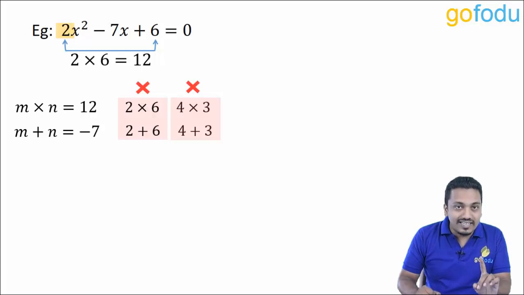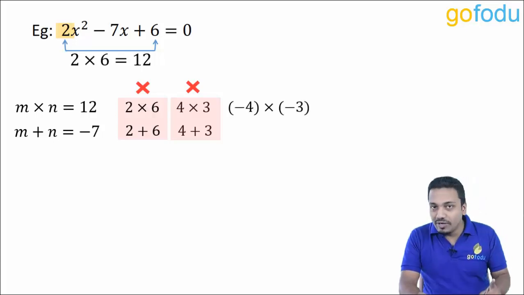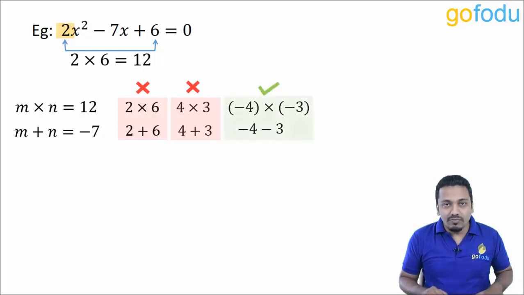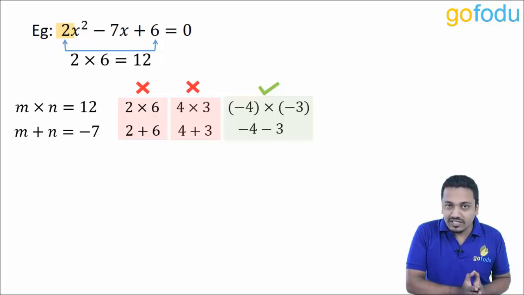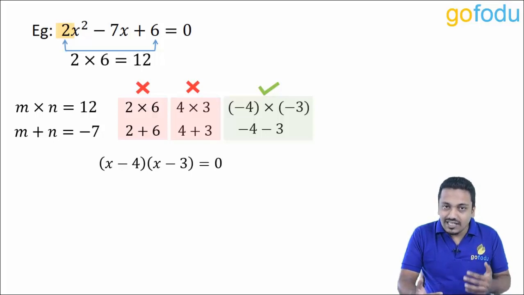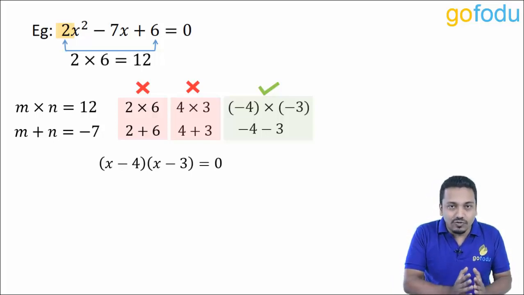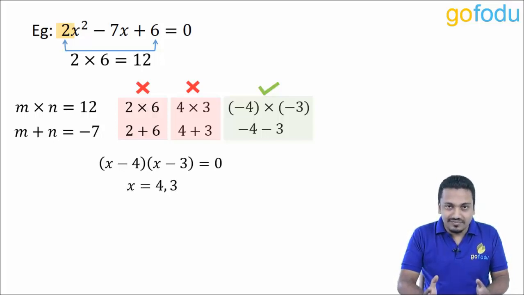But this gives us an idea that if we take minus 4 and minus 3, the product will be 12 and the sum will be minus 7. So the two numbers we are looking for are minus 4 and minus 3. So our quadratic equation will factorize as x minus 4 into x minus 3. And just like we did in the previous example, we can directly say the values of x will come out to be 4 and 3. Right?